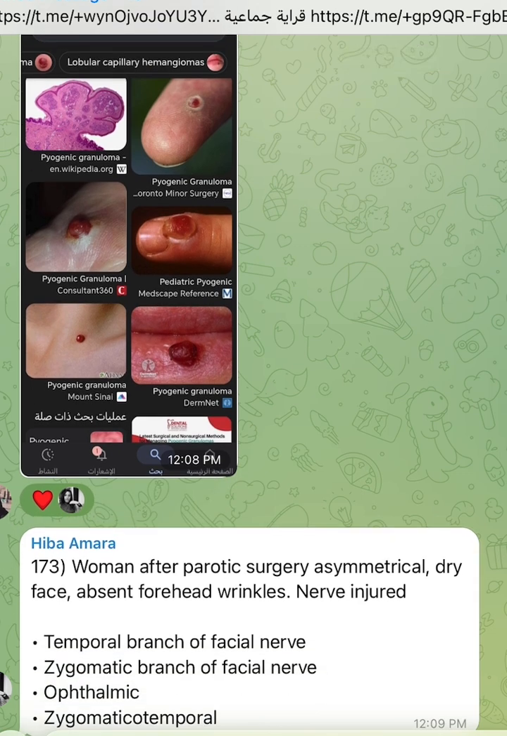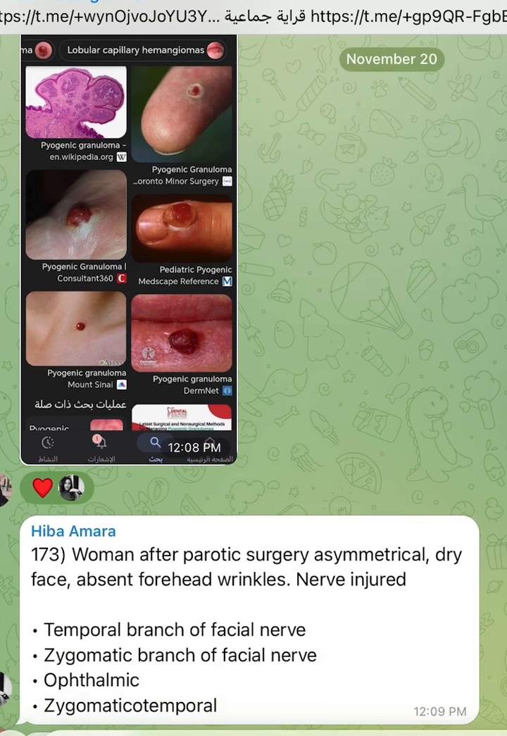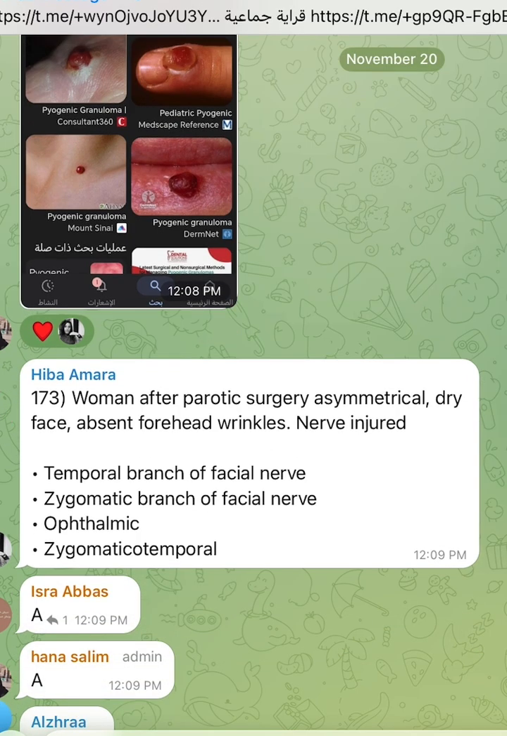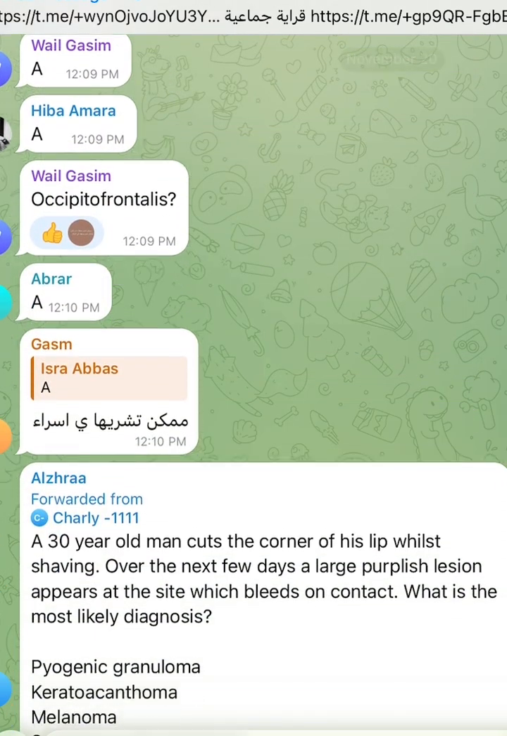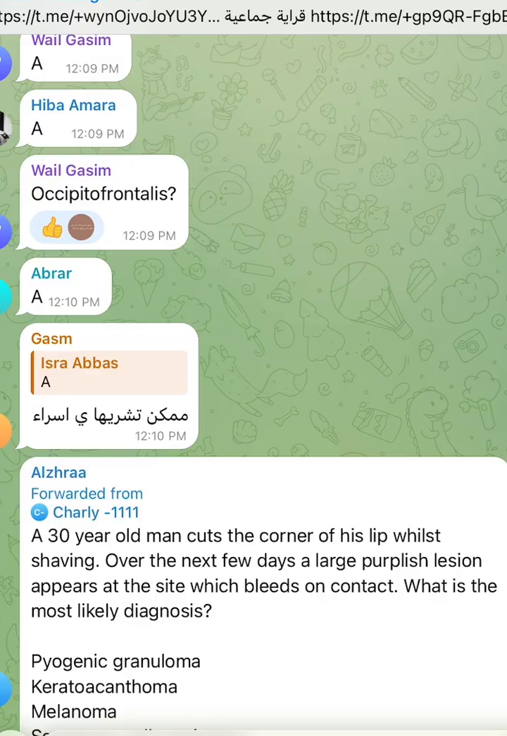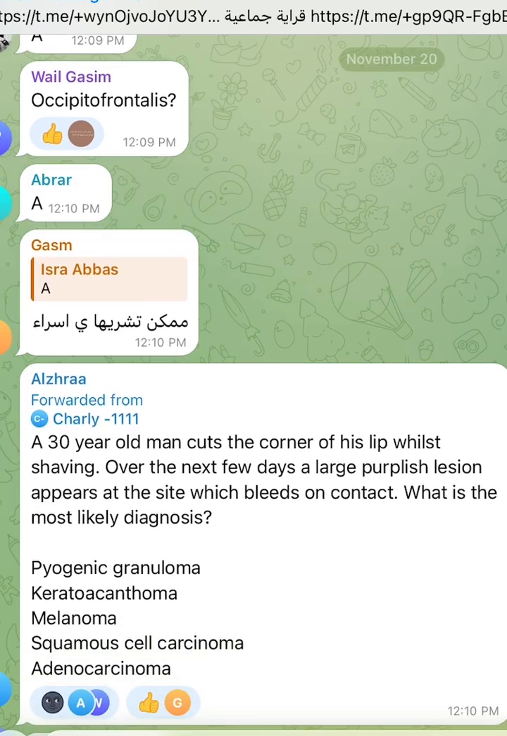Woman after parotid surgery, asymmetry, dry face, absent forehead wrinkles. Nerve injured is temporal branch, absent forehead. A 30-year-old man cuts a corner of his lip while shaving. A few days later, a purplish lesion appears at the site and bleeds: pyogenic granuloma.